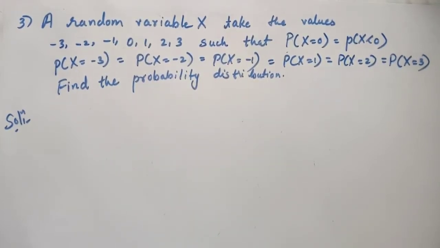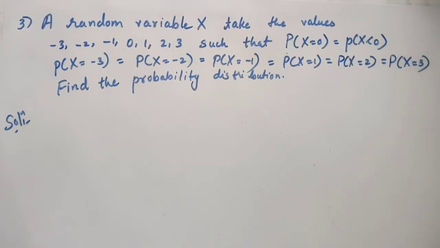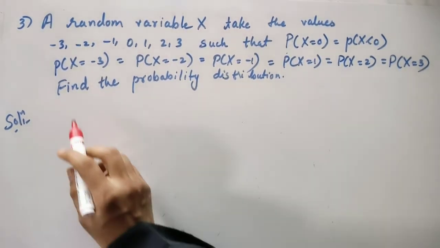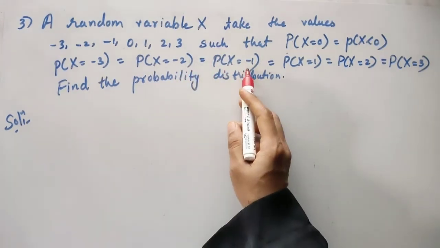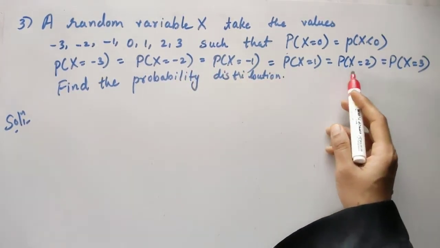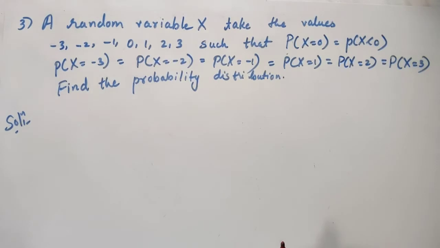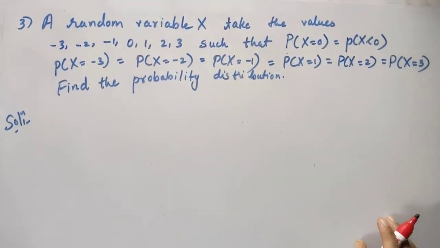A random variable x takes the values -3, -2, -1, 0, 1, 2, 3 such that P(x = 0) is equal to P(x < 0). And the probability that x is equal to -3 is equal to the probability x is equal to -2, and the probability when x equals -1, 1, 2, 3. You have to find the probability distribution if these are the conditions given to you.